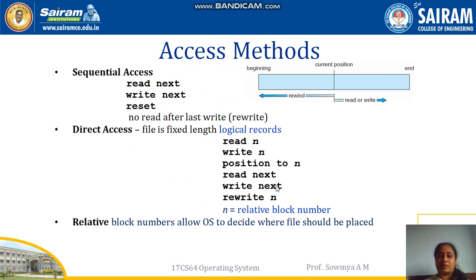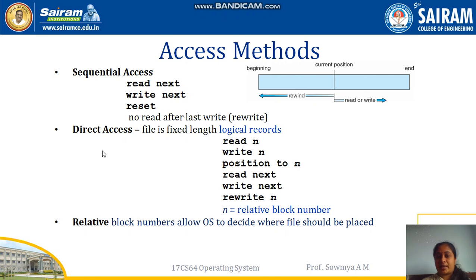Next one is access method. Here in access method we have three different types. One is the sequential access method, which is very simple. Let's consider this as a file, with a beginning and an end, and this is the current position. Read next will read the next part of the file. Write next will write at the current position, in this order. Reset means the current position comes back to the beginning, and rewind is used for going back.